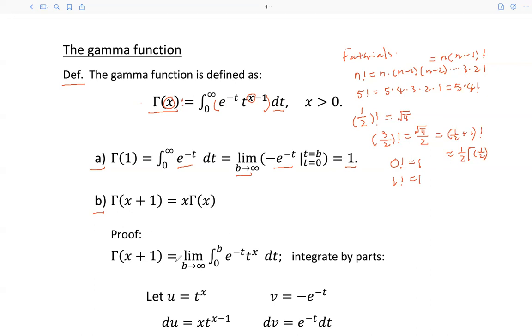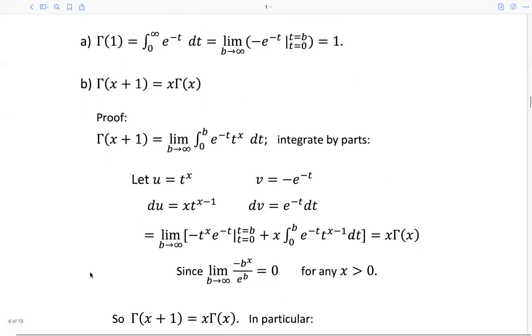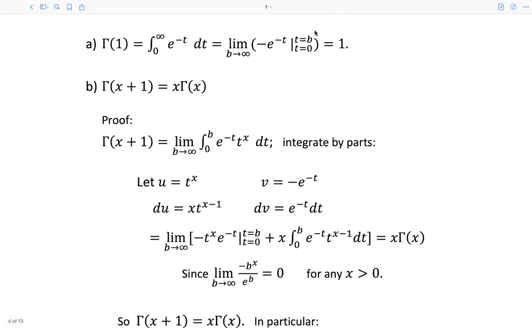So b, the proof is 2. Let's see the proof. Let me erase everything. Proof of b: gamma of x plus 1 equals x gamma of x. So the input now is x plus 1. So t to the x minus 1 now becomes t to the x plus 1 minus 1, which becomes t raised to x. So we have e to the negative t times t to the x.